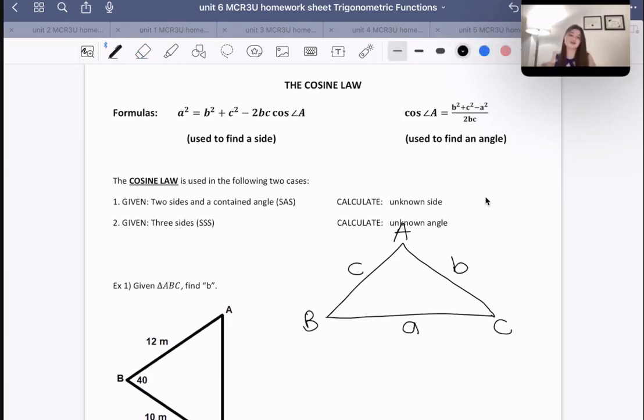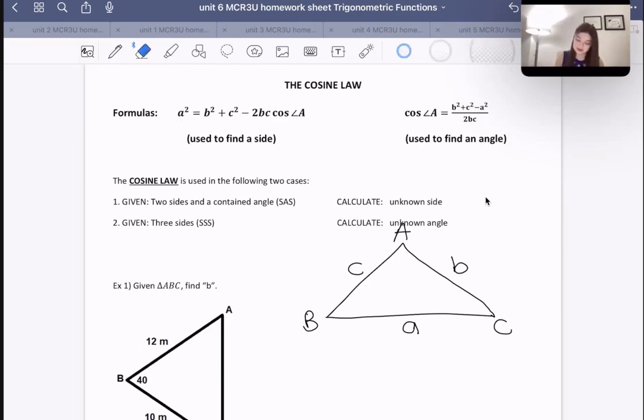This just shows it specifically for finding side A and angle A, but we can generalize this to any side so long as we stick with the consistency and ensure that the angle we're using corresponds with the same letter as the side as well. That is very important.